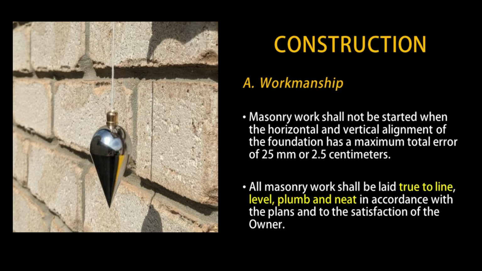Construction. Under workmanship. Masonry shall not be started when the horizontal and vertical alignment of the foundation has a maximum error of 25 mm or 2.5 cm. All masonry work shall be laid true to line, level, plumbed, and neat in accordance with the plans and to the satisfaction of the owner.